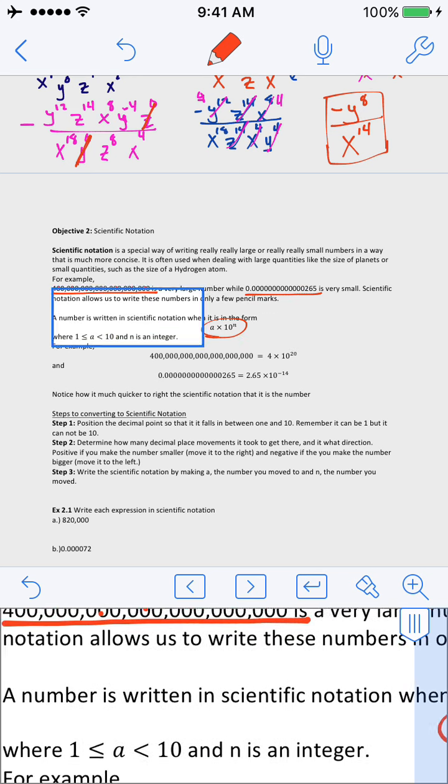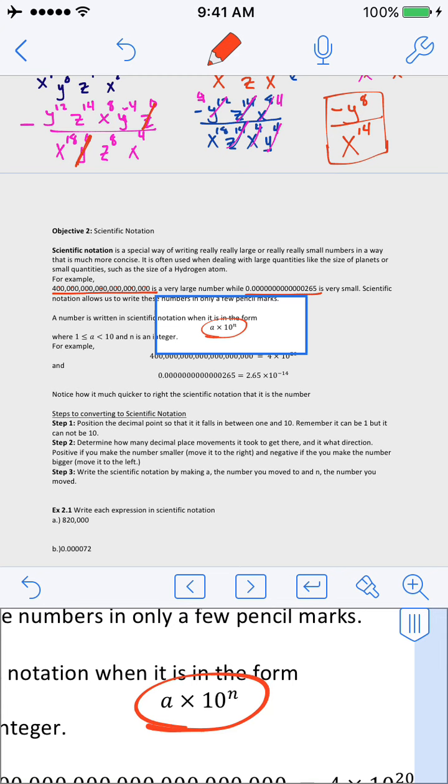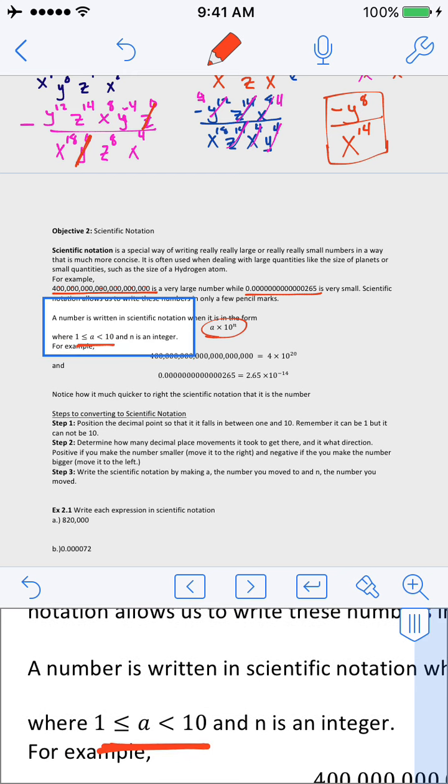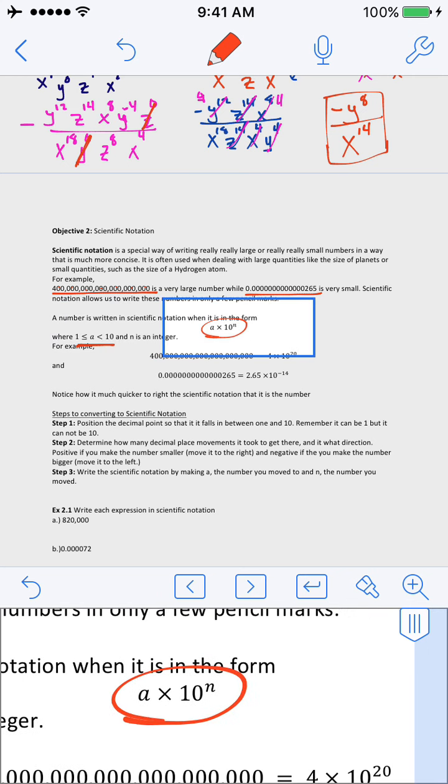It says you can take any number you want and put it into this form, where a represents a number between 1 and 10. It can be 1, but it cannot be 10. So you can basically think of this as between 1 and 9.9999999. As many 9s as you want, but you can't actually hit 10. Once you hit 10, you need to move it back over and just add another one. And then the 10 part, the exponent, is how many decimal places you moved it.